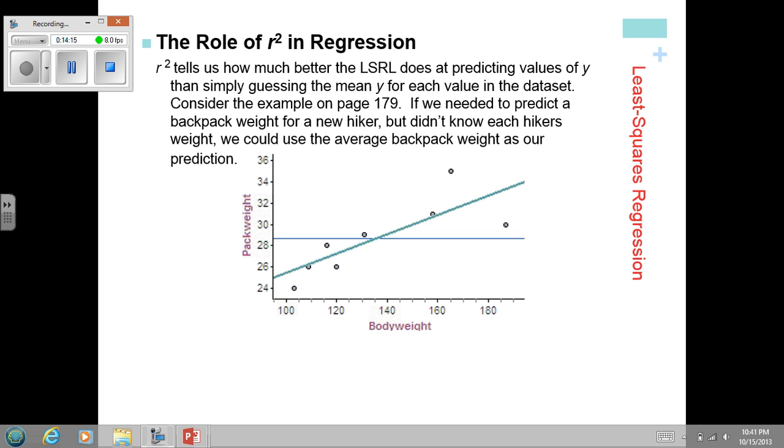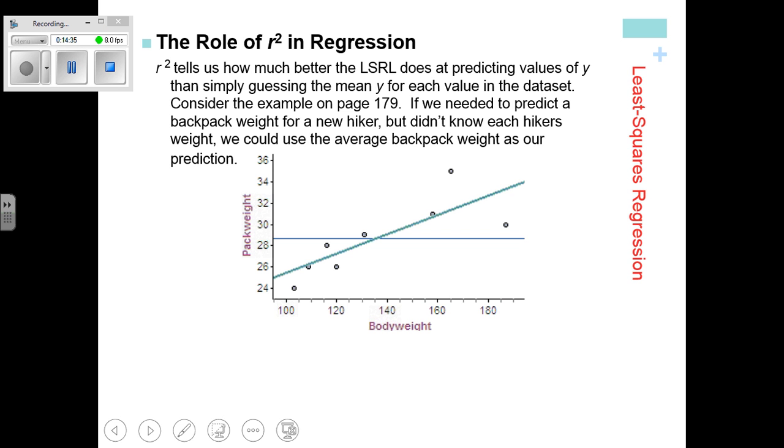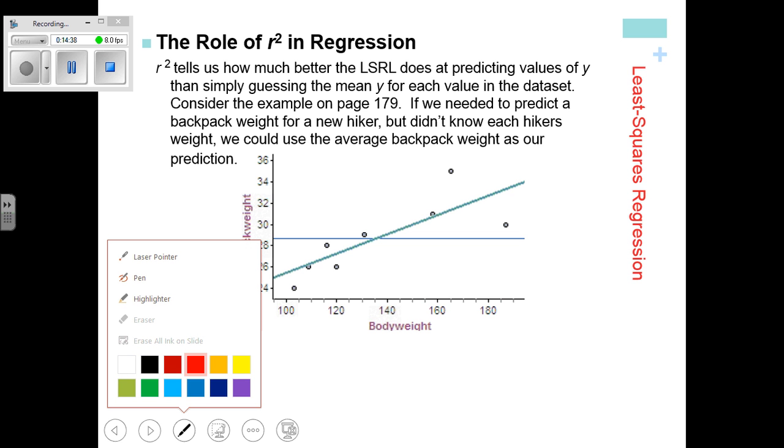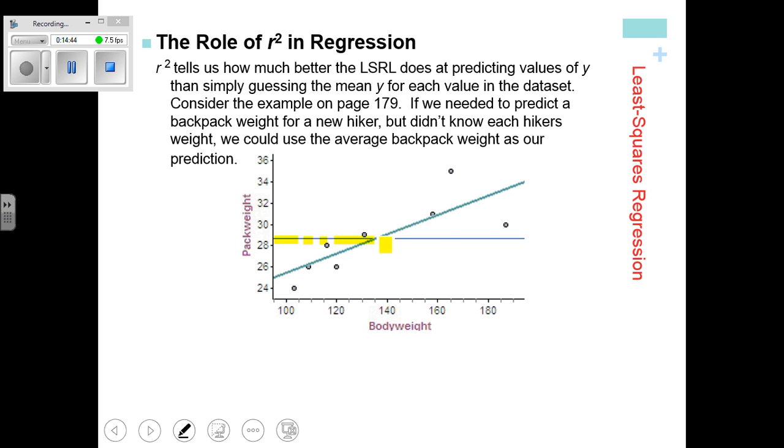R squared tells us how much better the least squares regression line does in predicting values of y than simply guessing the mean of y for each value in the data set. Consider this example, which was about body weight and whether or not it could predict backpack weight. And notice, if we didn't know people's body weight and all we had to predict with was right here, this line is the mean line, the mean of the backpacks, that would be the appropriate estimate if all we knew was a bunch of backpack weights. We would approximate anybody's just by using the average.